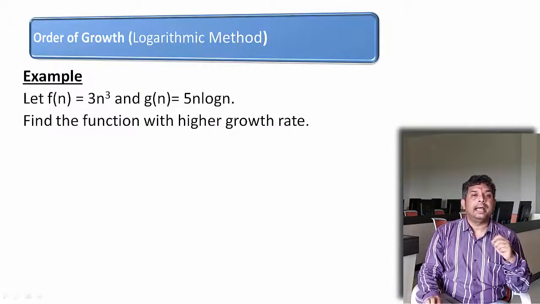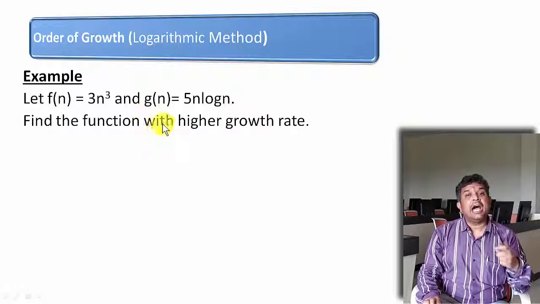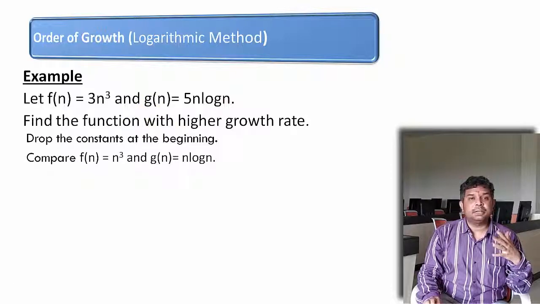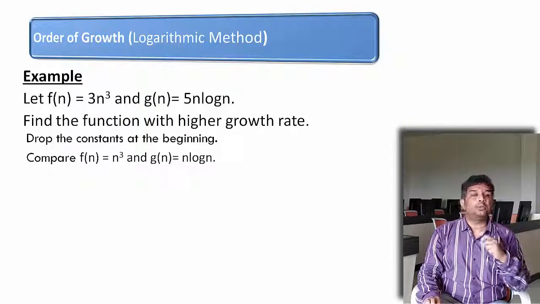Let us try to do and understand an example. If f(n) is a function given, that is 3n cubed, and g(n) is another function given, 5n log n, then we have to find the function which has the higher growth rate. The first step we need to do is to drop the constants.